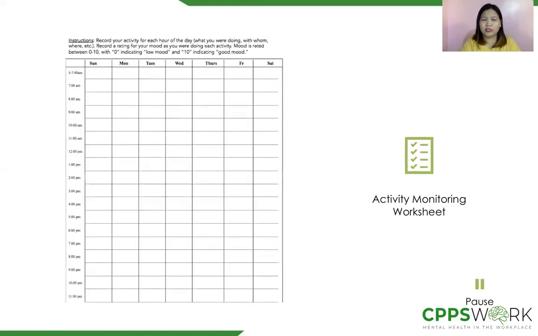Now, here is an example of activity monitoring worksheet. Okay. So you may record your activities on an hourly basis, then rate your mood with each activity, 0 to 5 being the lowest, and 6 to 10 being the highest. Okay. You can be creative if you wish to. Okay. Now, while this may be tedious, research actually shows that writing this activity is more effective than having them all in your heads. Okay. You may pause the video.